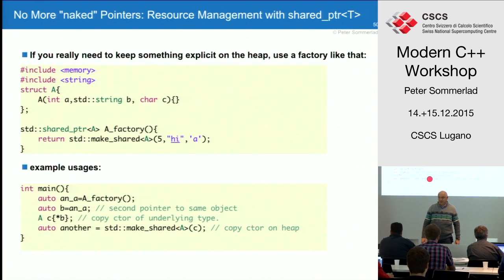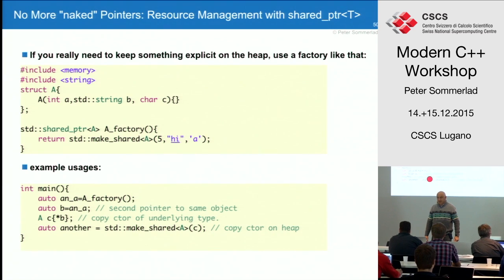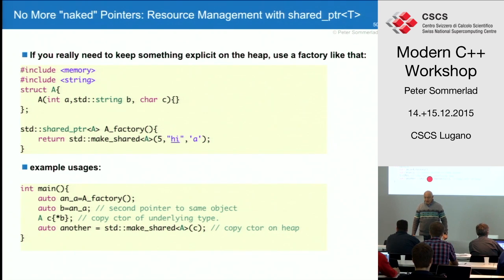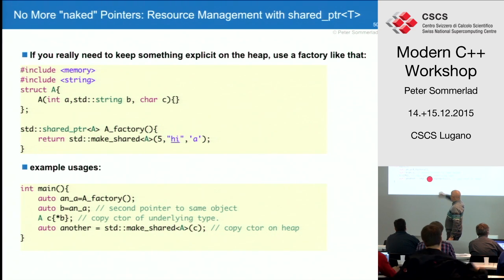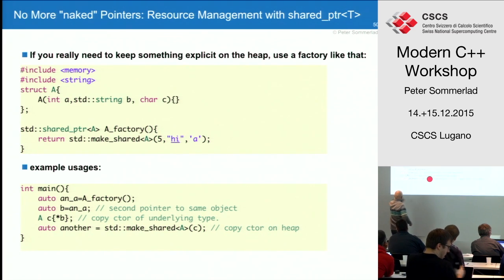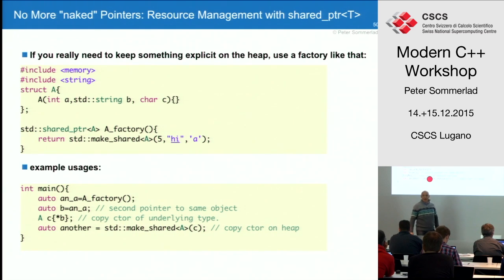Could you give an example of make unique also, or you have it maybe later in a slide? Because I used to, if I would replace shared pointer with unique pointer and make shared with make unique, the only thing that wouldn't work is actually that thing where with a unique pointer you cannot get a copy of the unique pointer. That would not compile. Otherwise, just replace shared with unique and it would work the same.